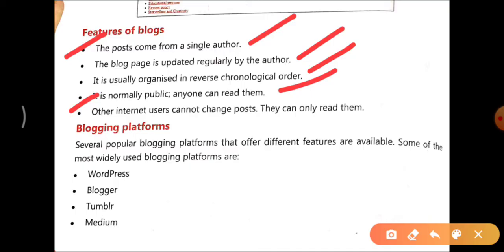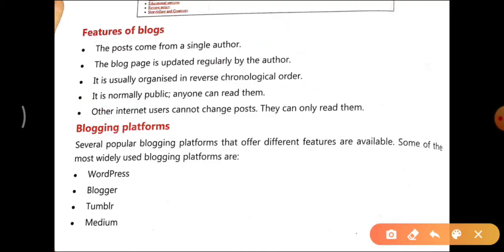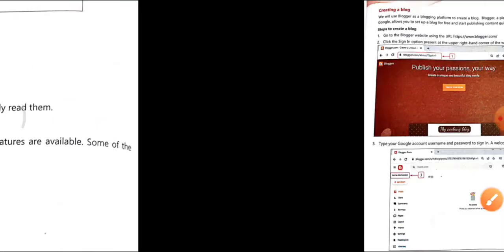The other internet users cannot change the post. Nobody can change it except the author, and it has a copyright. There is a medium of payment also. Blogs can be monetized, and you can earn from that also. Famous blogging environments: WordPress, Blogger, which I use, Tumblr, Medium. These are the four blogging websites.